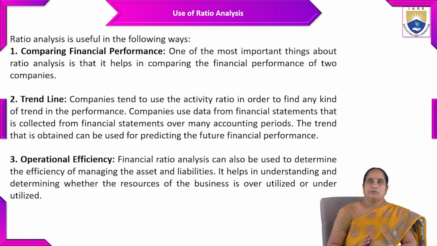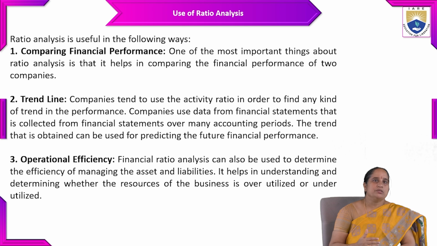Companies tend to use activity ratios in order to find any kind of trend in the performance. Trend means it tells us about the general tendency of the business activity. So companies use data collected from financial statements over many accounting periods. So if you want to project the last 5 years or 10 years trend, that is possible with the help of ratios. The trend that is obtained can be used for predicting the future financial performance.